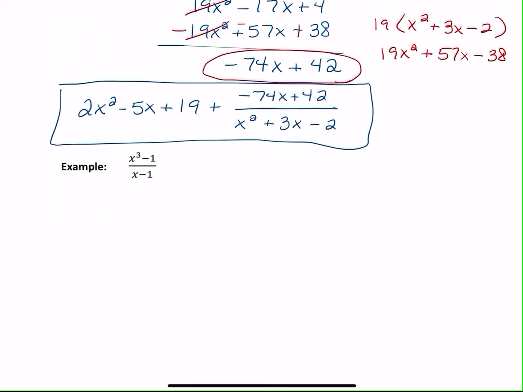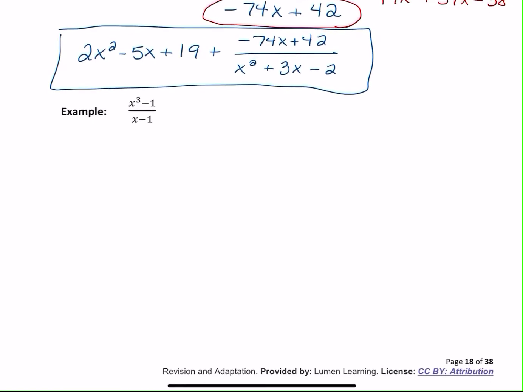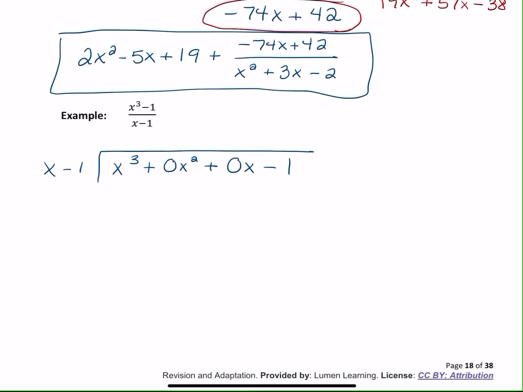Okay, let's look at one last example. We've got an x cubed minus 1. So I just have an x cubed. I'm missing an x squared and an x term. So I'm going to put placeholders in there. I'm going to have a 0x squared and a 0x placeholders, and then I'm going to divide by x minus 1. So start over.